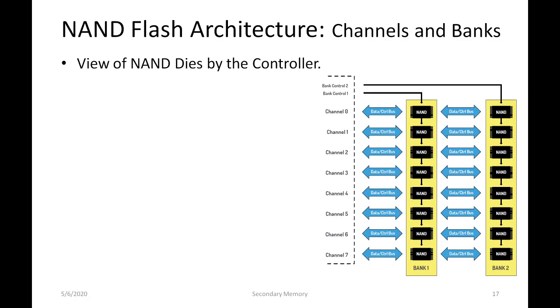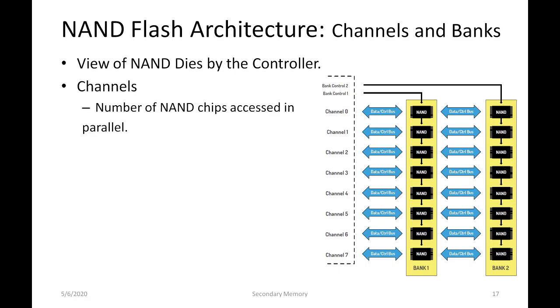These chips are viewed by the SSD controller or the NAND controller as a set of channels and banks. A channel is typically the number of NAND chips that the controller can access in parallel. This is similar to what we have in the DRAM also. If the DRAM has multiple channels, all those channels can be accessed in parallel. The same with SSD.